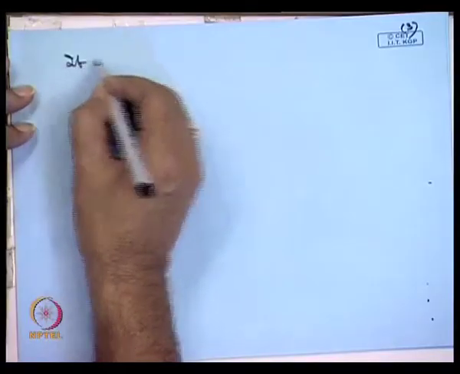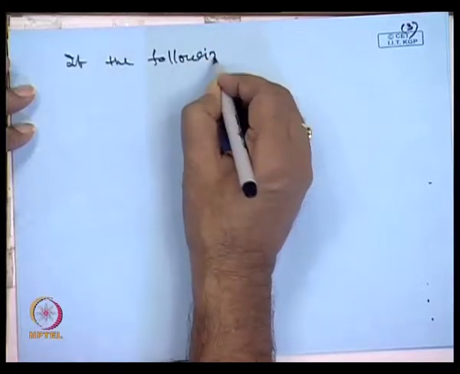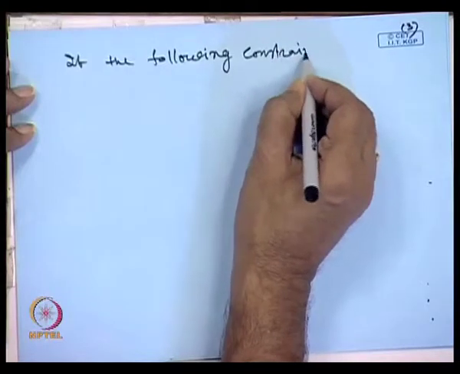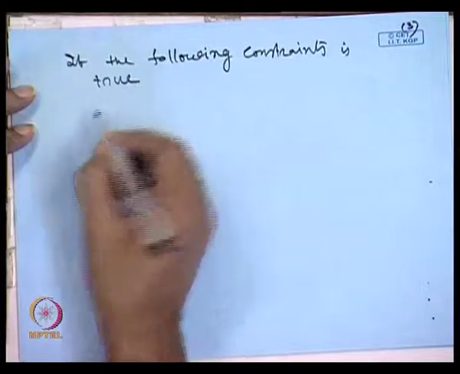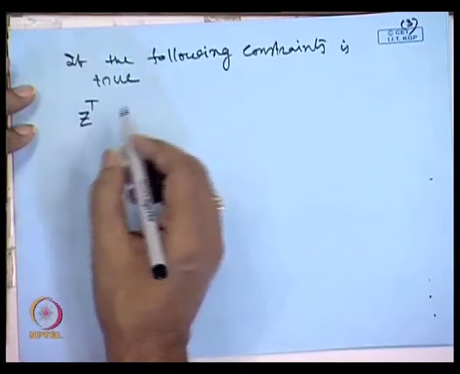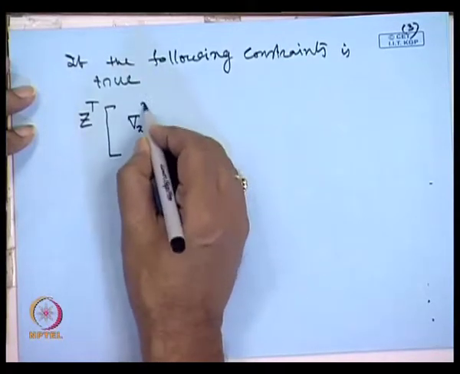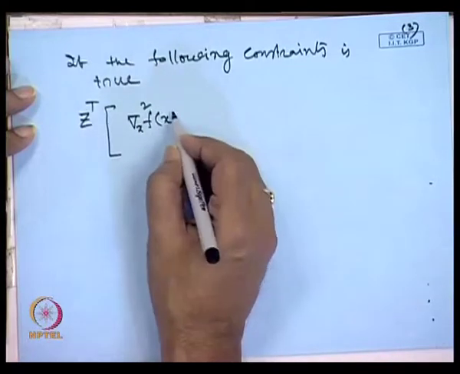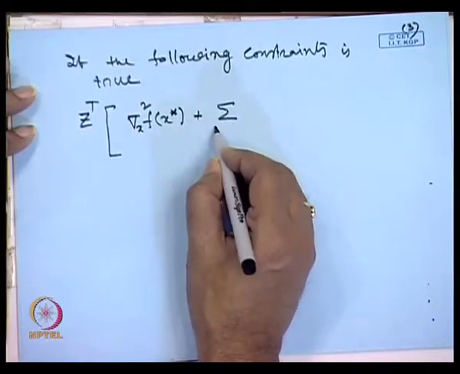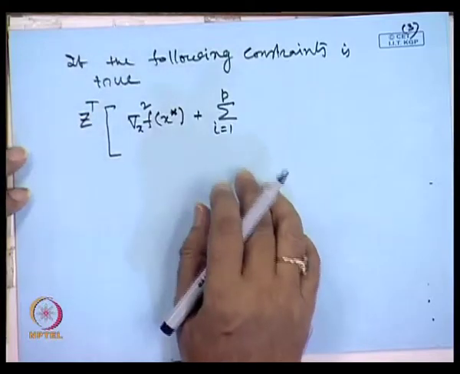So if this is satisfied, then that point x star will be a minimum, because we are finding the sufficient conditions. If the following condition is true, that means z transpose, where z is any vector, times the second derivative of f of x at x equal to x star, plus the summation for i equal to 1 to p. This is just like unconstrained optimization. We have seen that the second derivative of the function, that is the Hessian matrix, must be positive definite for a minimum value of the function, and negative definite for a maximum value of the function.